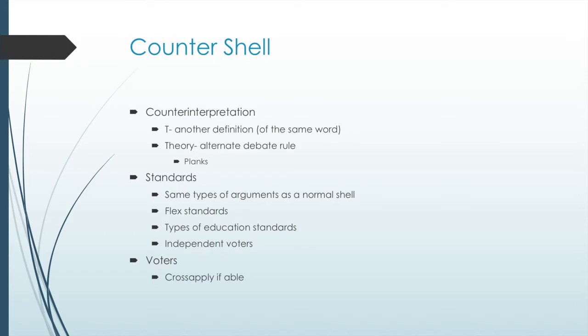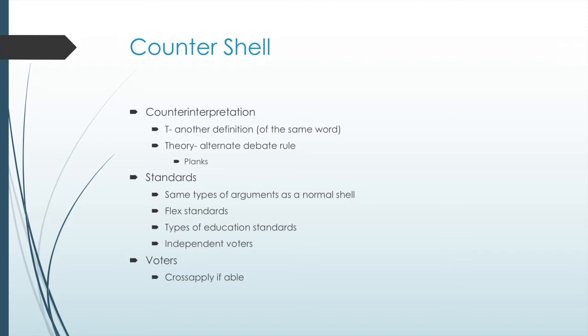Because the worst case scenario, a really bad mistake to make, is to read a counterinterp that you don't meet, because then you're just saying, wouldn't it have been better if I did this? And your opponent will just say, yes, they are correct, which further proves that what you did was not great. So it's really important that we meet our counterinterps.